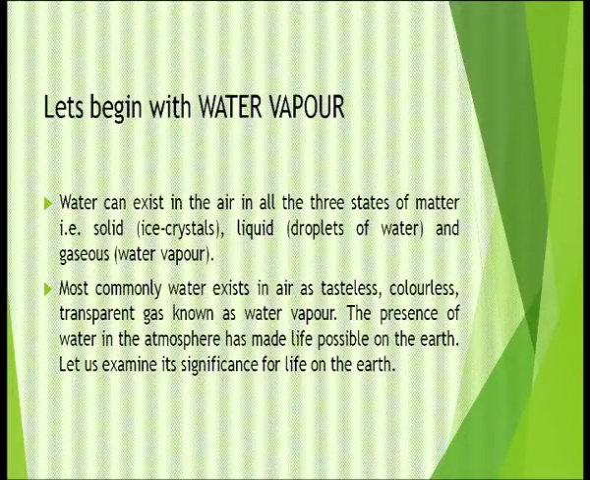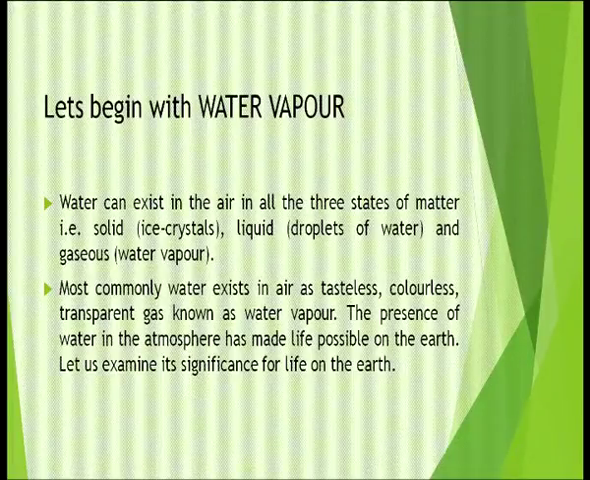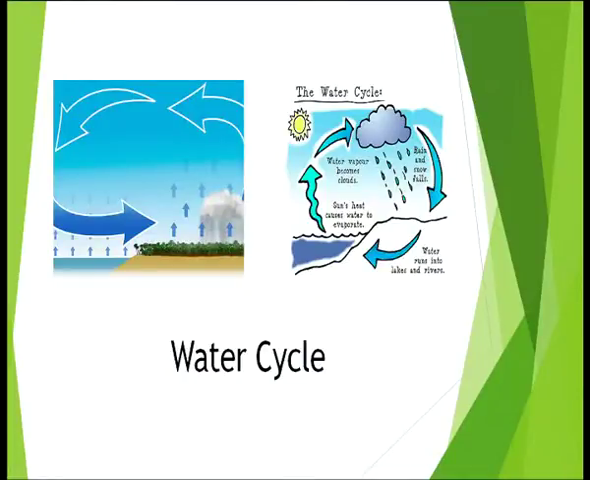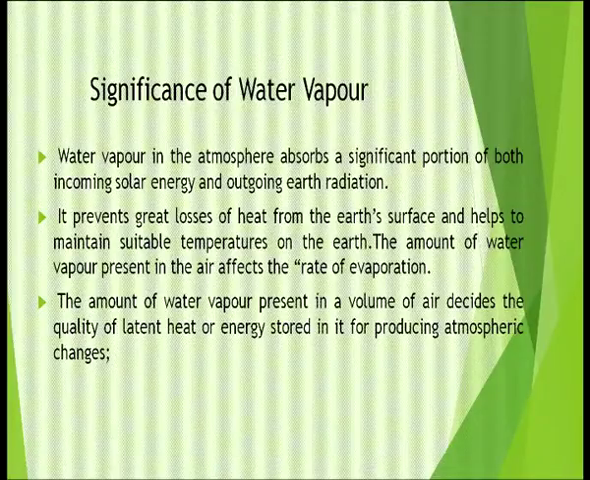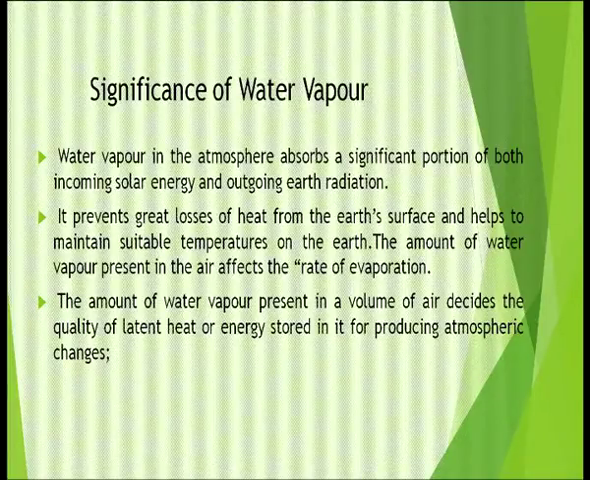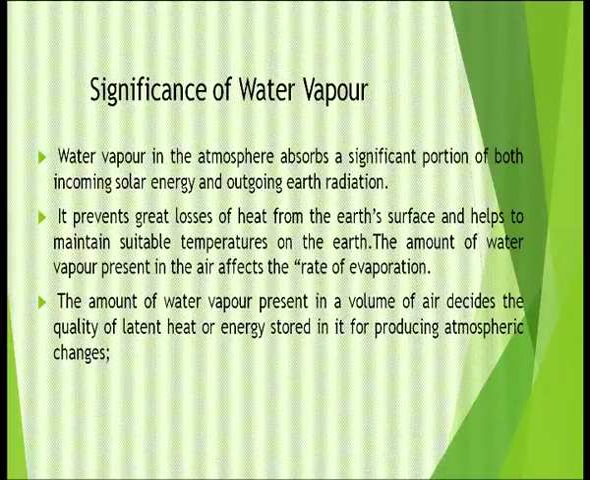The presence of water in the atmosphere has made life possible on the earth. Let's examine its significance for life on earth. Look at this picture which depicts the water cycle, how water evaporates from the earth, goes back to the atmosphere, and condensation happens which leads to precipitation. Water vapor in the atmosphere absorbs a significant portion of both incoming solar energy and outgoing earth radiation. It prevents great losses of heat from the earth's surface and helps to maintain suitable temperatures on the earth.